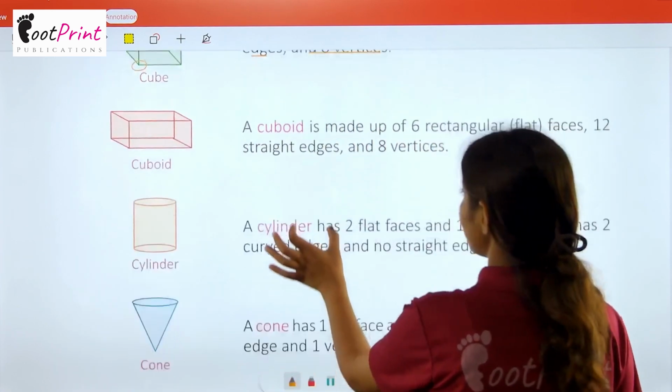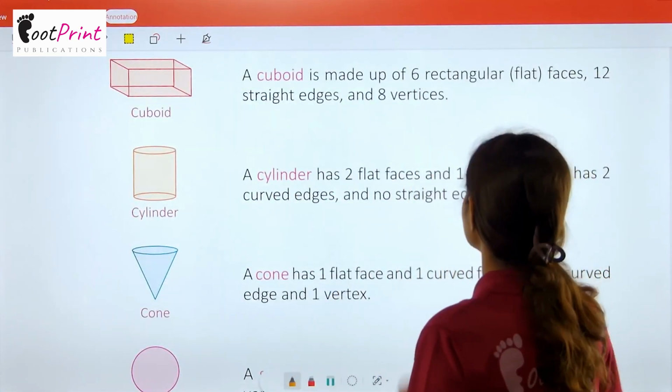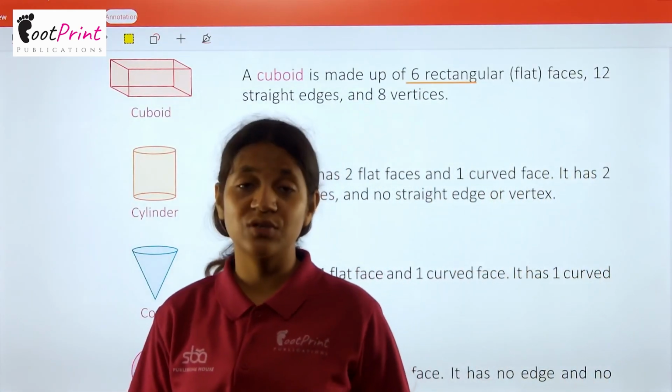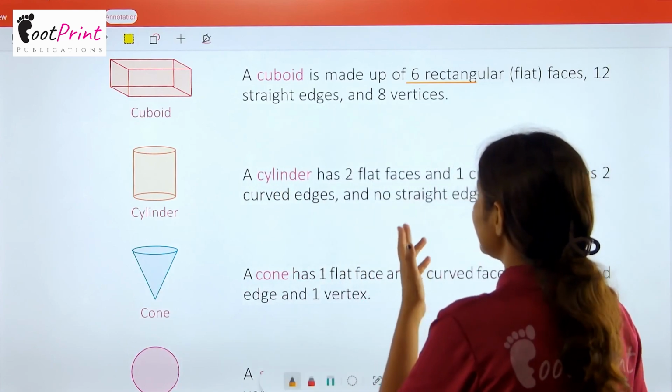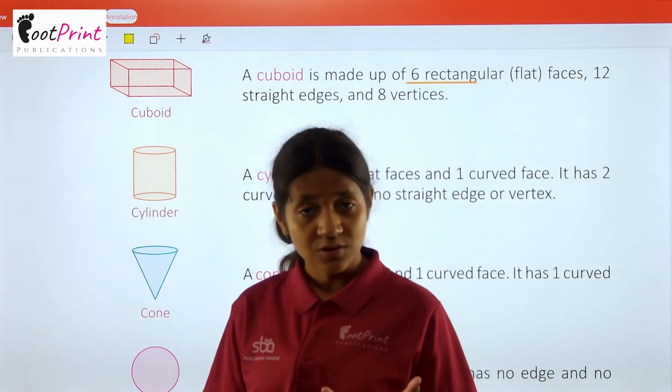Now the second shape is a cuboid, which is made up of 6 rectangular flat faces, 12 straight edges and 8 vertices. Same as a cube.